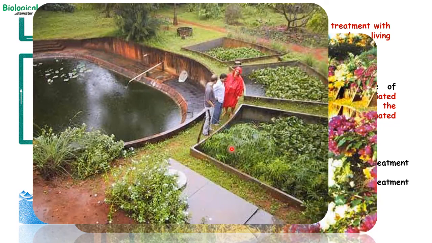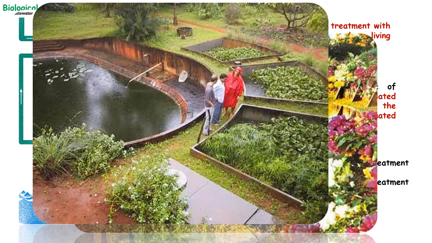As you can see here, they have used plants to treat the water. The plants will absorb all the excess nutrients and other harmful pollutants and substances. Then the water will be clean, and it can again be used for different purposes. You can see here the water, once it's filtered, will be released into the natural pond. So this is how biological treatment works.